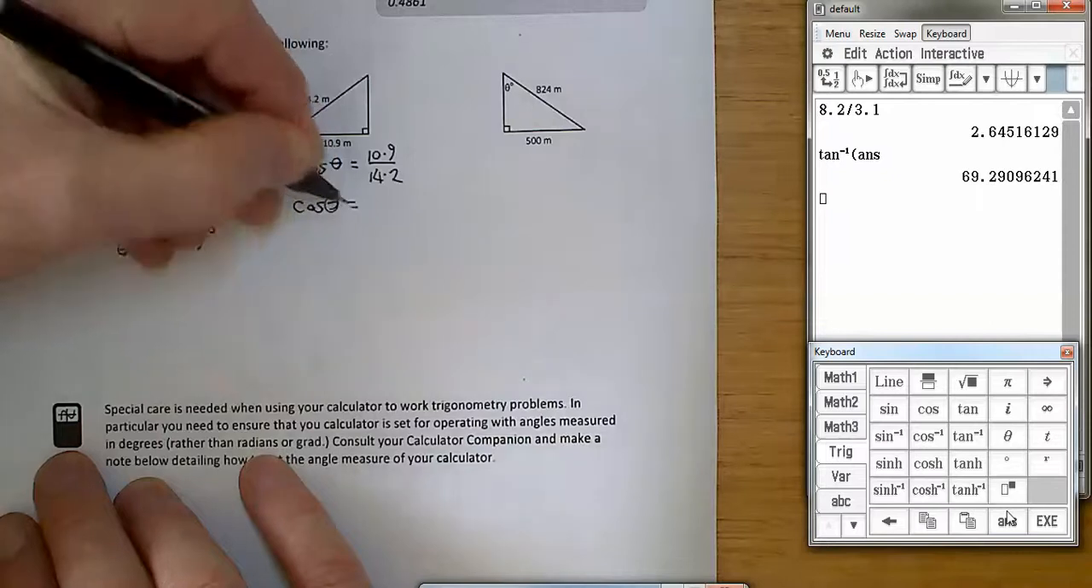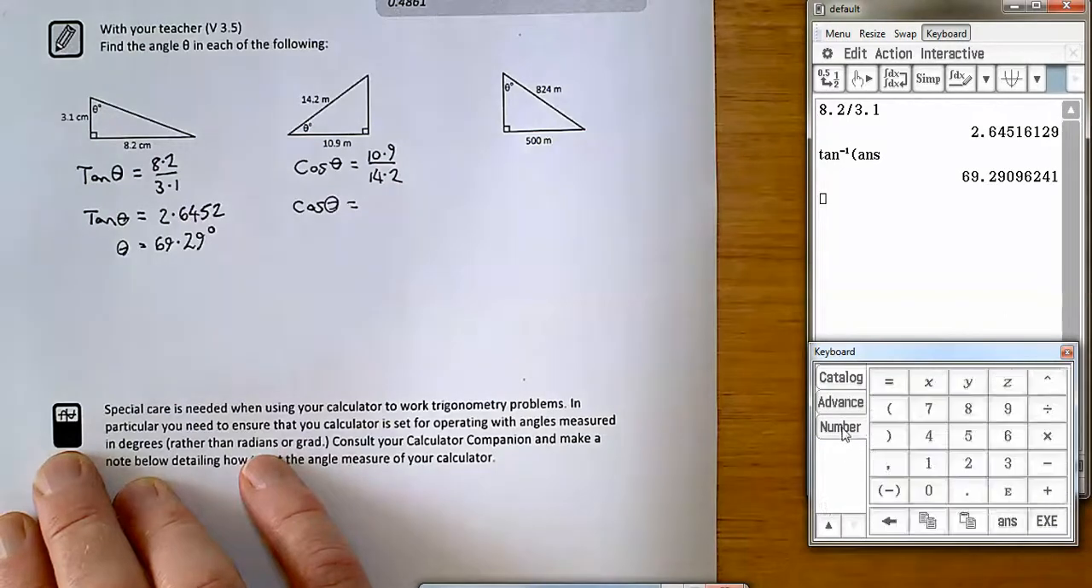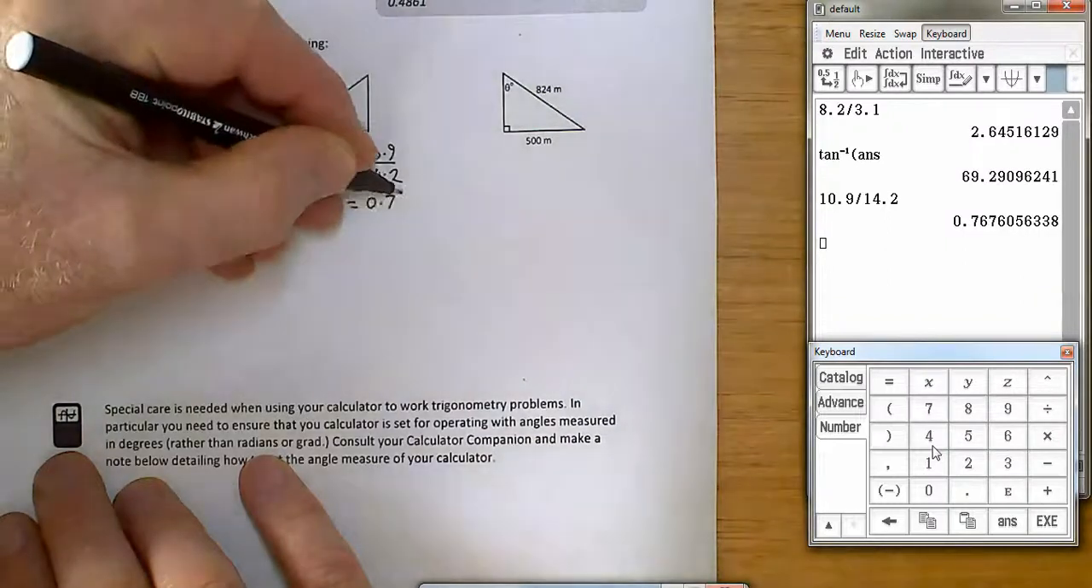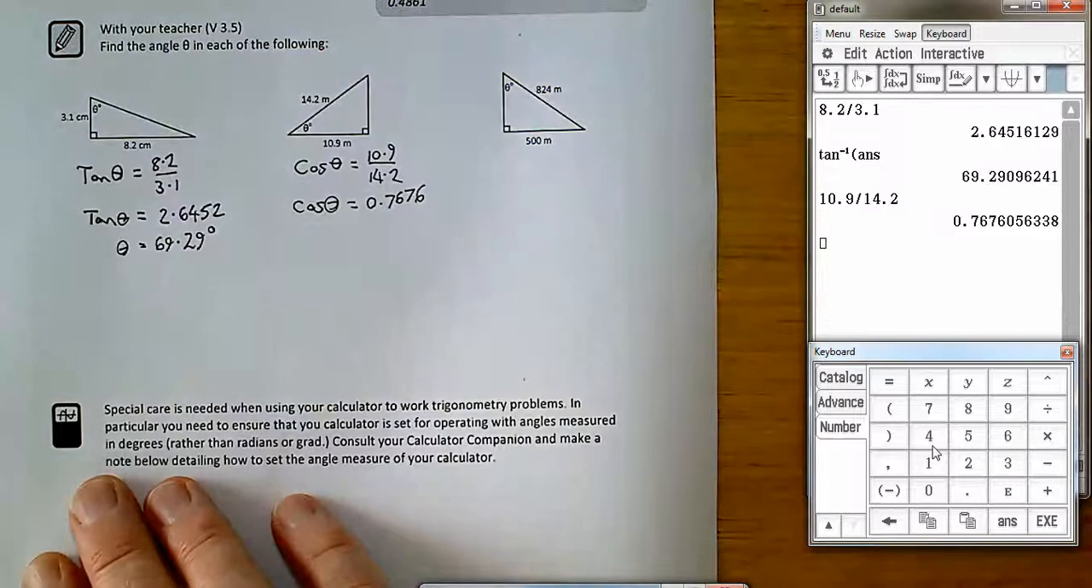I'm going to change that 10.9 divided by 14.2 into a number simply by going 10.9 divided by 14.2. And we get cos of theta equals 0.7676. I want to know the angle that's got a cos value of 0.7676, so I use the inverse cos on my calculator.